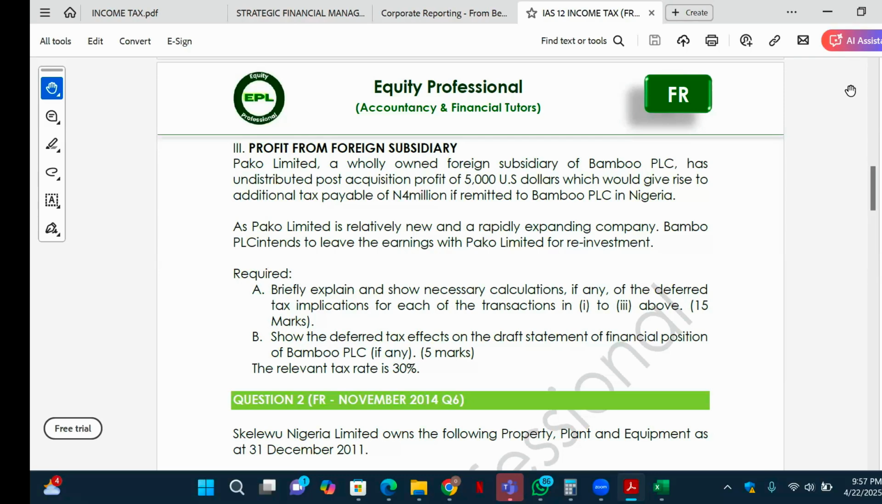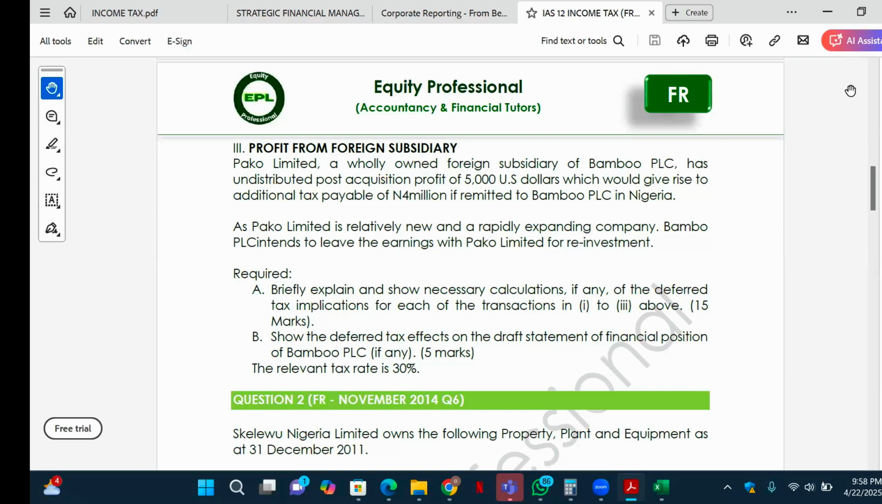I want you to take your time and read this very well. As Paco Limited is a relatively new and rapidly expanding company, Bamboo PLC intends to leave the earnings with Paco Limited for reinvestment. I want to ask you, read it carefully and tell me if there is going to be a future tax consequence or not. Is it probable? Think about it very well before you answer, because I will ask you why you are choosing your answer.